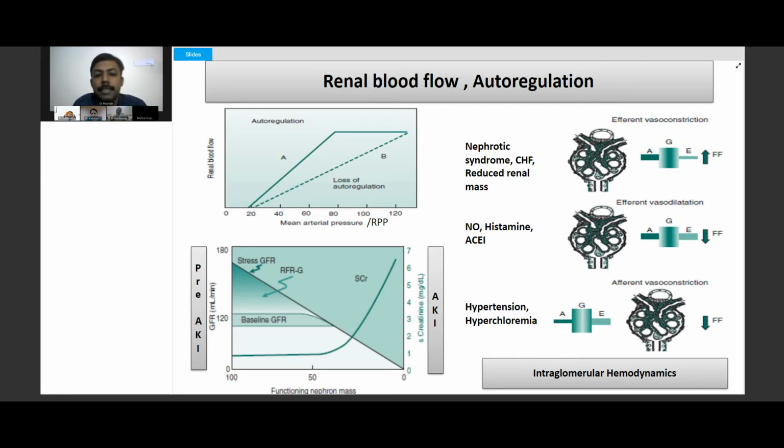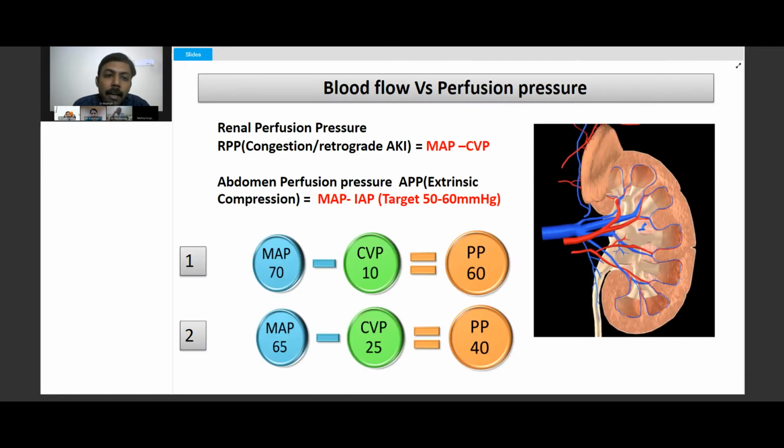So the next thing is the renal blood flow versus the perfusion pressure. Abdominal perfusion pressure is called the extrinsic compression, which causes extrinsic compression. The formula is mean arterial pressure minus the intra-abdominal pressure, and the target is kept at 50 to 60 millimeters of mercury. And the renal perfusion pressure, which we are more interested in, is mean arterial pressure minus the central venous pressure.